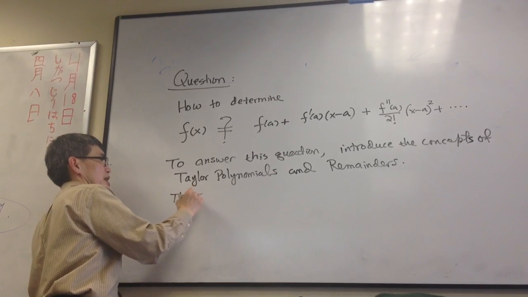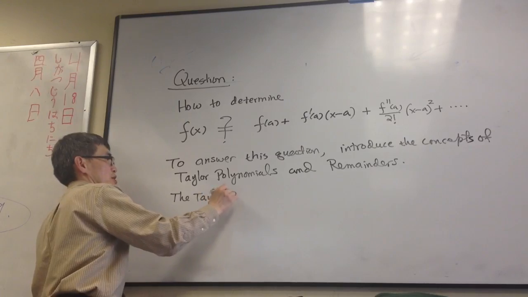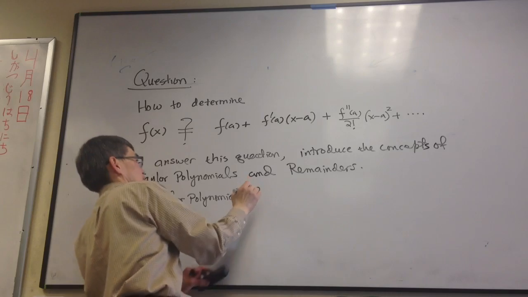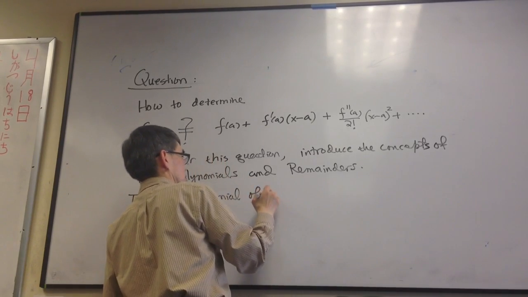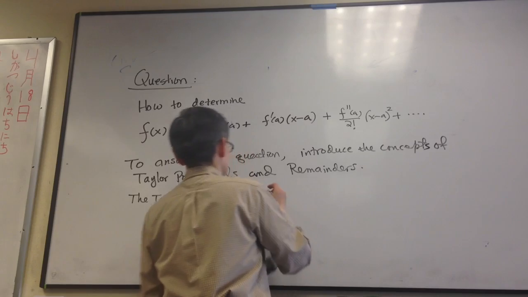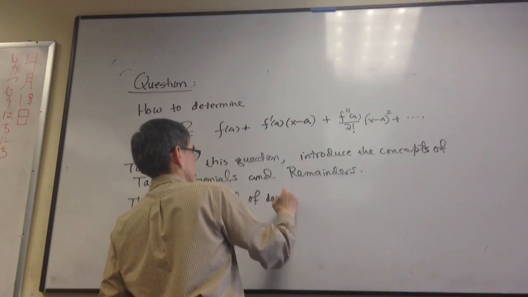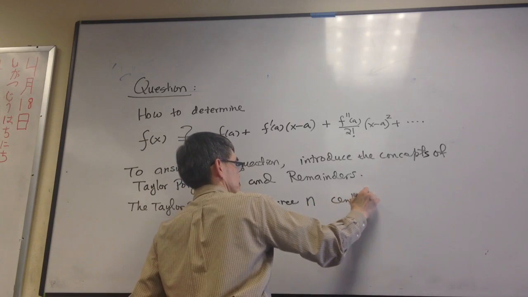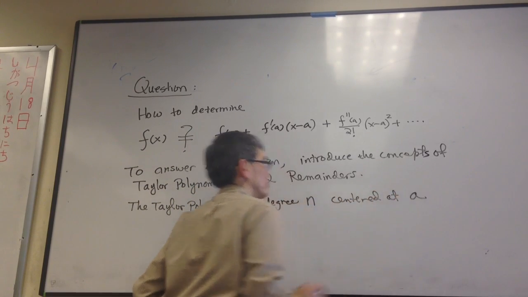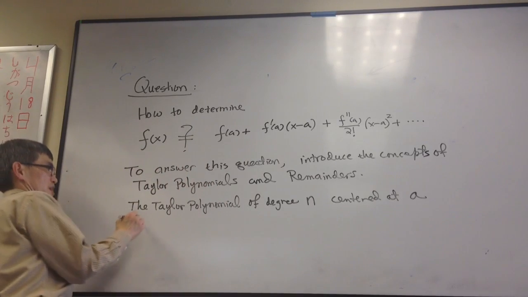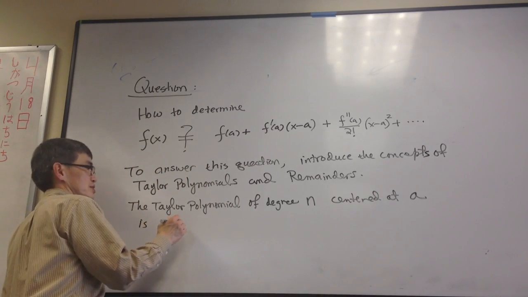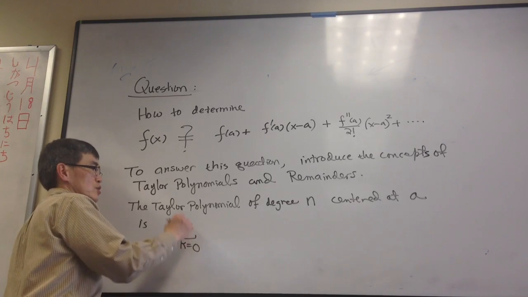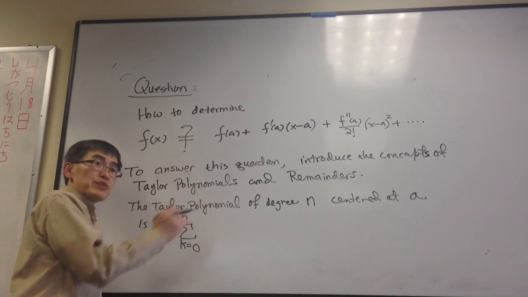The Taylor polynomial of degree n centered at a, for the function f, is just this. It's just the summation where k goes from 0 to the nth degree and stop there, right?